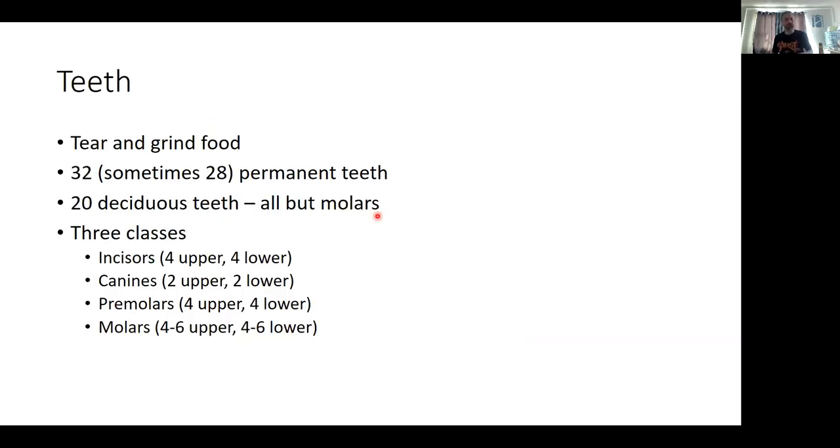So let's start with the teeth here. The job of the teeth, as you might imagine, right, is to tear up and to grind food. Okay, it's really just there for mechanical processing.